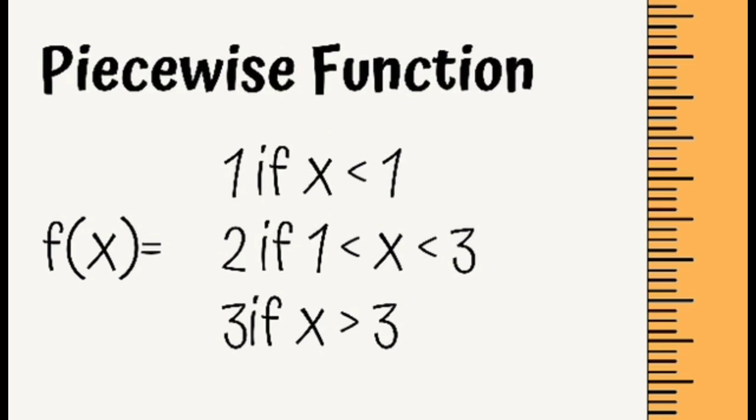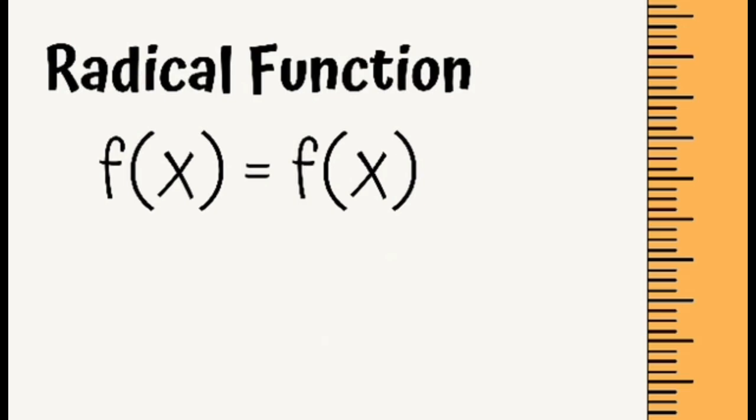Piecewise function. F of x, 1 if x greater than 1, 2 if x is between 1 and 3, 3 if x is less than 3. Radical function. F of x is equals square root of x.